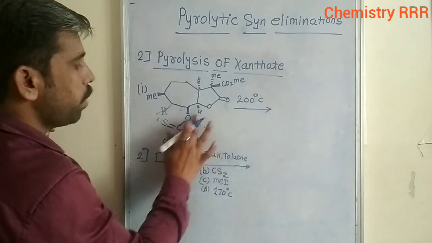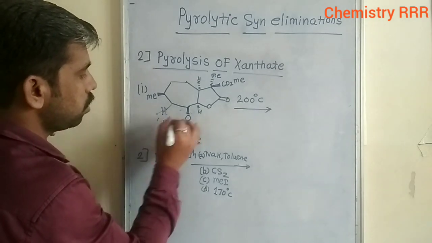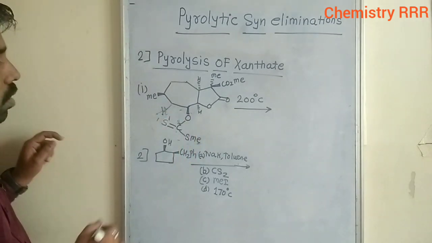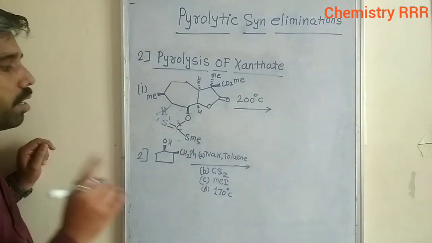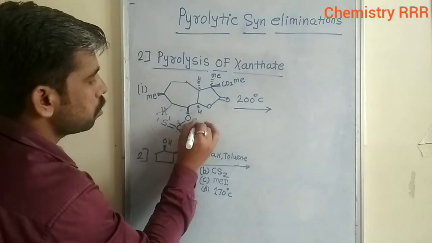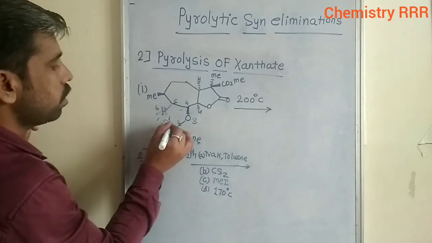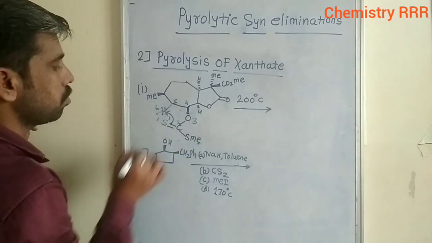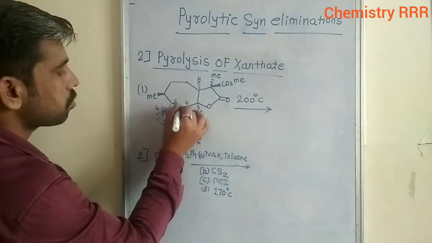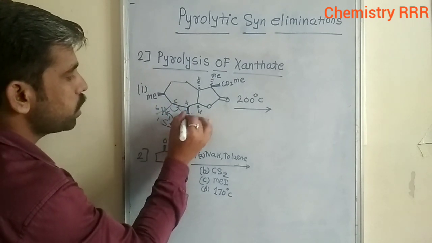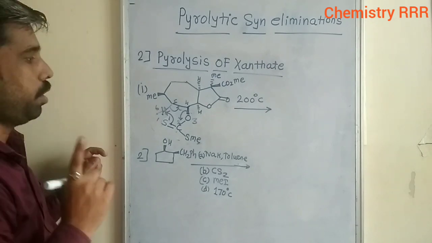Now let's see the mechanism of this reaction. In this reaction there is involvement of 6 atoms in the transition state. It is a 6-member transition state, 1 2 3 4 5 and 6. First this sulfur abstracts this hydrogen, then there is a breaking of this carbon-oxygen bond, and we get the elimination product.